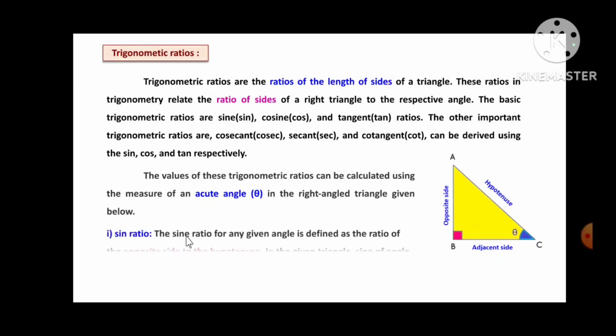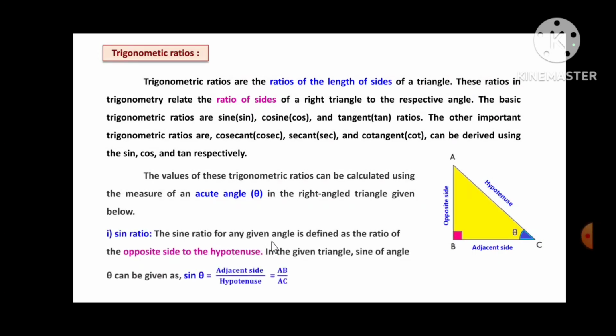First is the sine ratio. The sine ratio of any given angle is defined as the ratio of the opposite side to the hypotenuse. So in the given triangle, we can write sine theta is equal to opposite side upon hypotenuse. So here opposite side is AB and hypotenuse is AC.